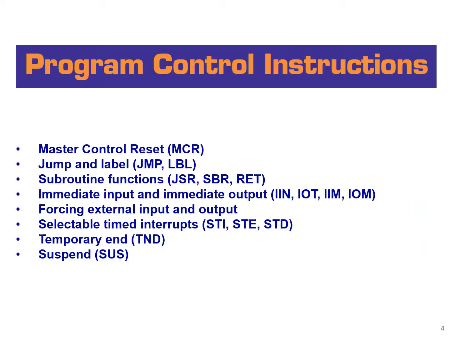Program Control Instructions. We have these types of instructions: Master Control Reset, MCR; Jump and Label, JMP and LBL; Subroutine Functions, JSR, SBR and RET; Immediate Input and Output, IIM and IOM; Forcing External Input and Output; Selectable Timed Interrupts, STI, STE, STD; Temporary End, TND; and Suspend, SUS.